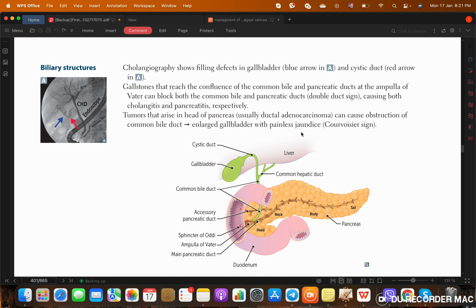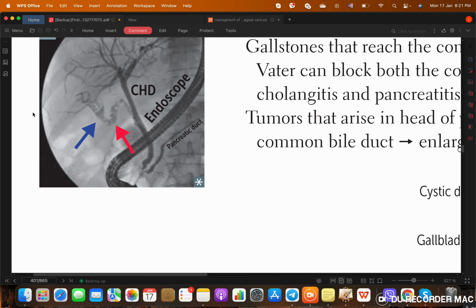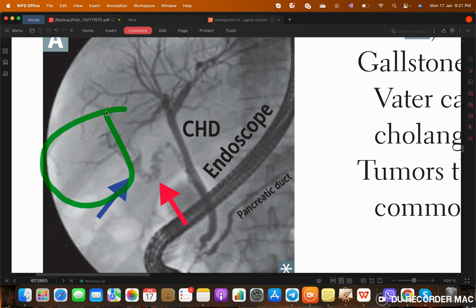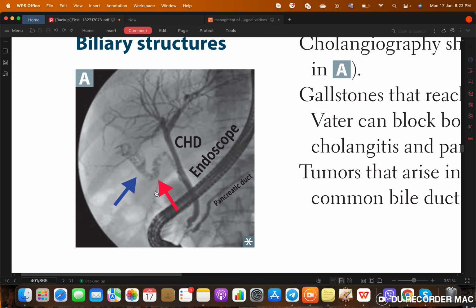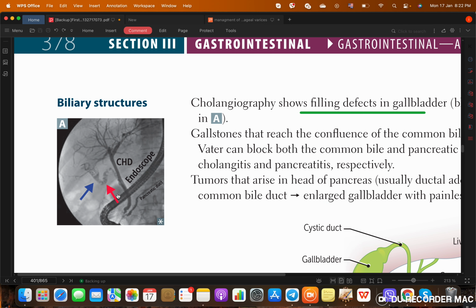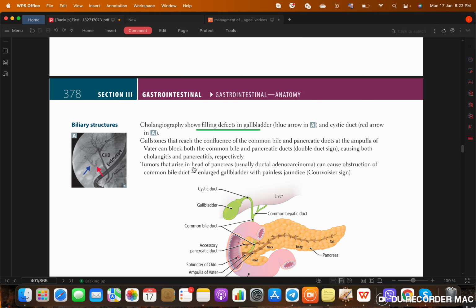So when we speak about this structure, we need to appreciate a few areas. What is the difference between them? Where do the ducts open? And what will happen if we have obstruction of different portions? So they write here, cholangiography shows filling defect in the gallbladder. Can you see the gallbladder here, guys? Absolutely correct. You cannot. If somebody told me that you can see the gallbladder, that would be a lie. You cannot see it. It's not filling. Why is it not filling? It's not filling because there is some form of obstruction.